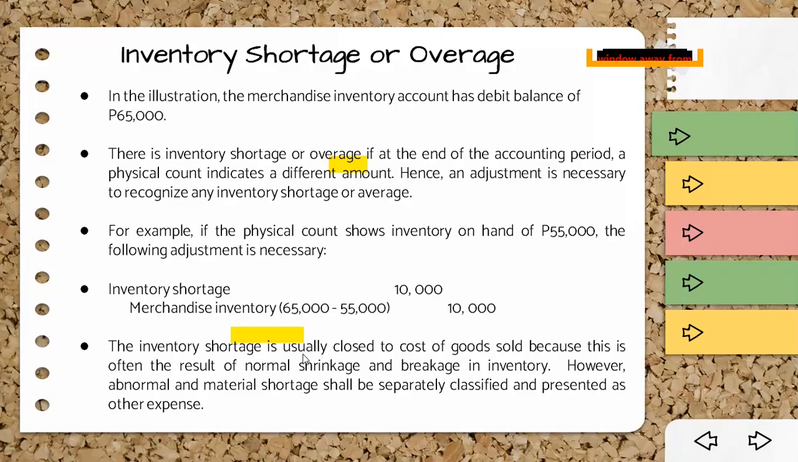So the inventory shortage is usually closed to cost of goods sold because this is often the result of normal shrinkage and breakage in inventory. So again, kapag normal lang na shrinkage at breakage, then that inventory shortage ay absorb na doon sa cost of goods sold. However, abnormal and material shortage shall be separately classified and presented as other expense. So, considered na siya as loss kapag abnormal na or material yung shortage na na-report.